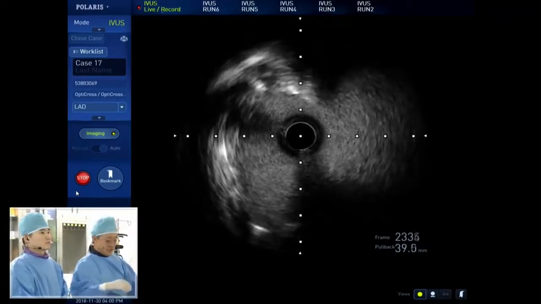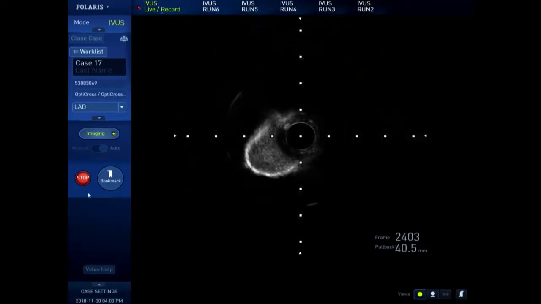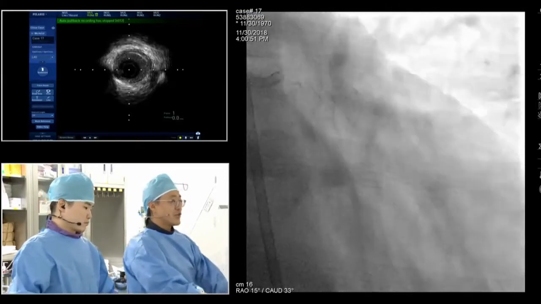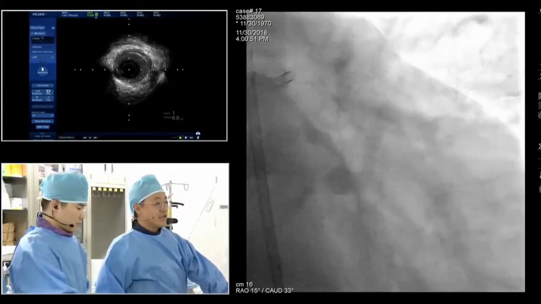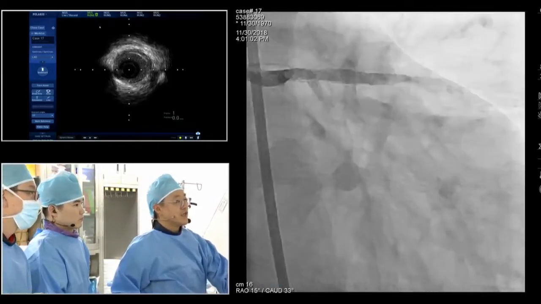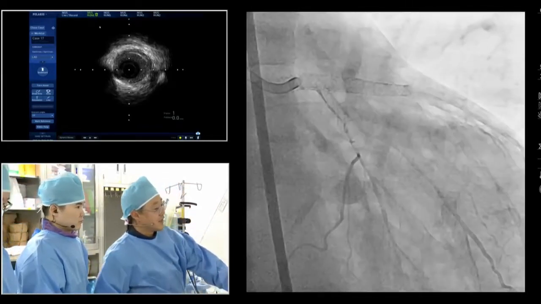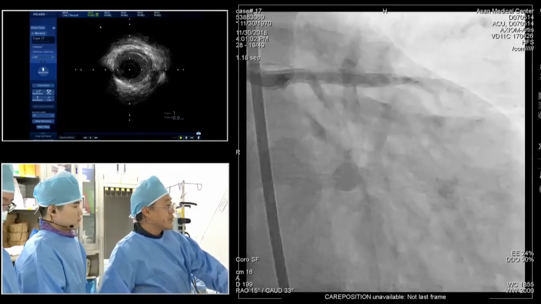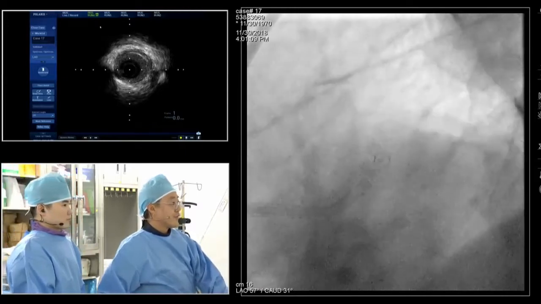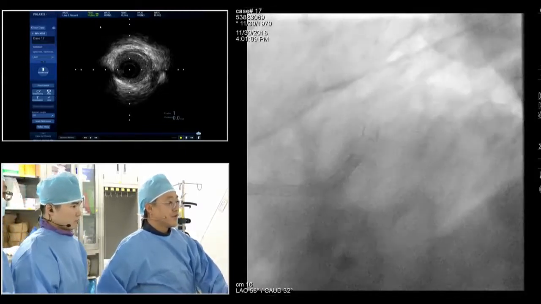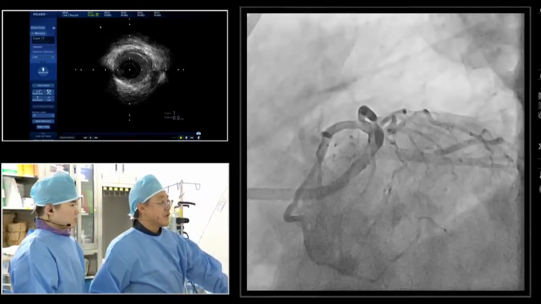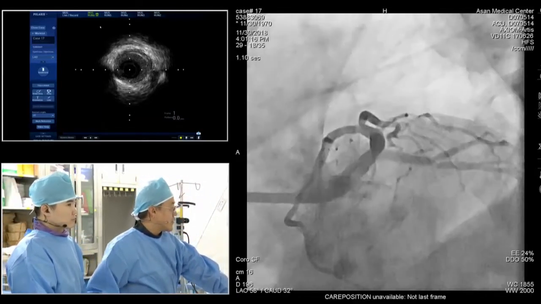Okay, lesion is covered, the main ostium. So I removed all systems and check the final angio. Okay, angio, ready? Full shot. Okay. Great. Yeah, I think the lesion is good. We're gonna check the spider view. Okay, angio, full shot. Okay, good. And then the caudocranial view.